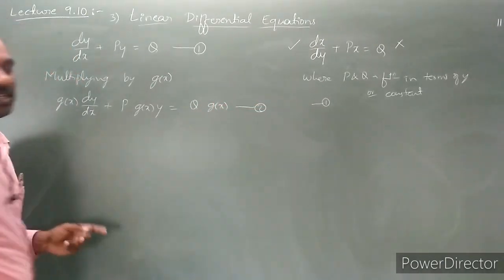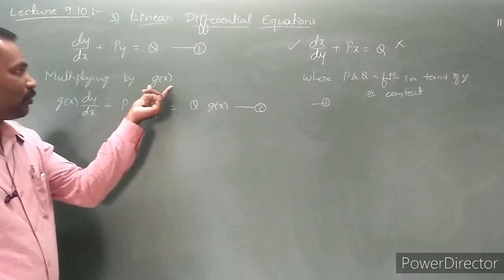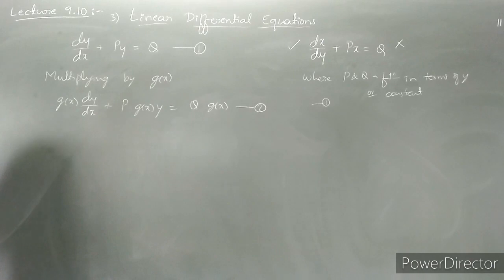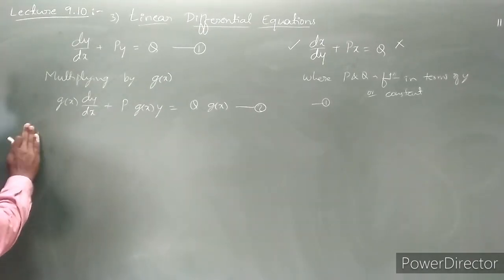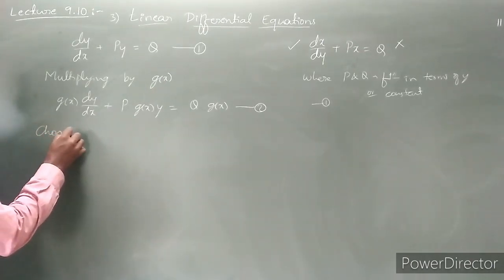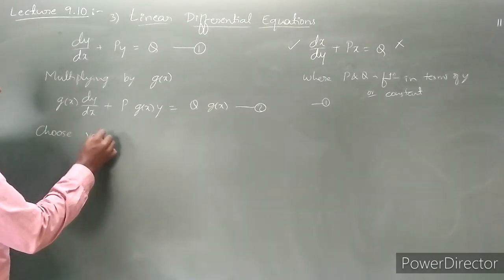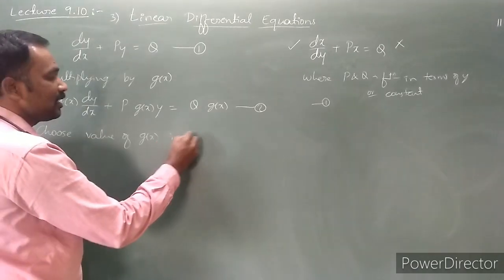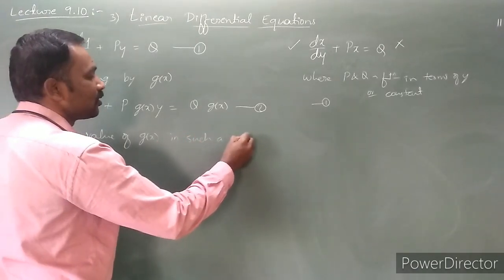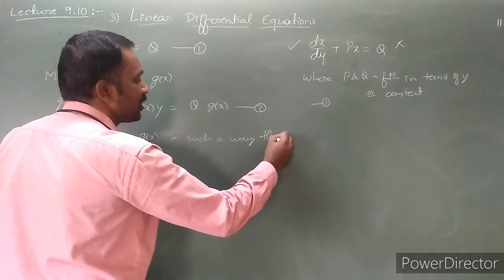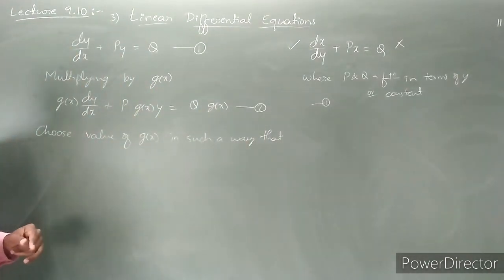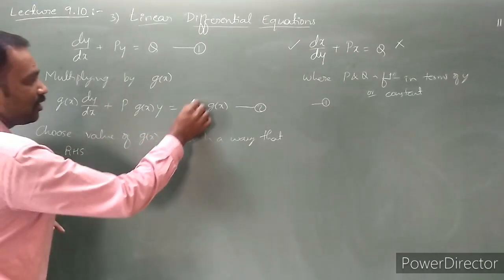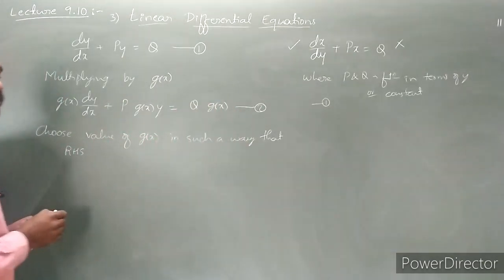Call this equation number one. After multiplying by the function in terms of x, we have to choose the value of g of x in such a way that the right hand side value is what we want. Right hand side value means this is the right hand side value.